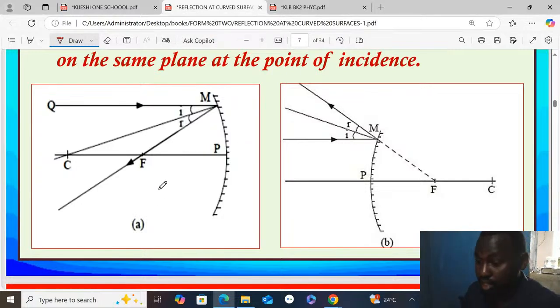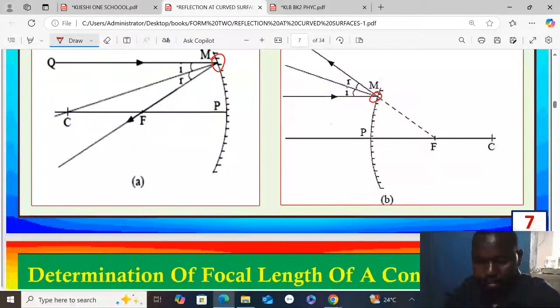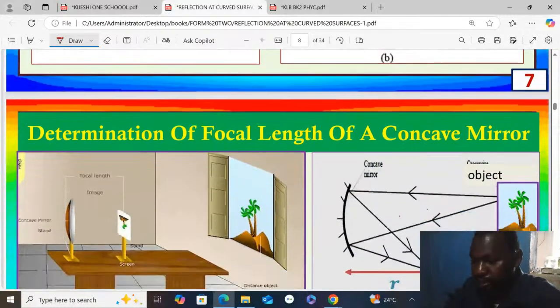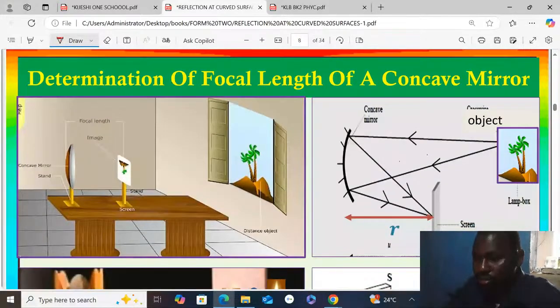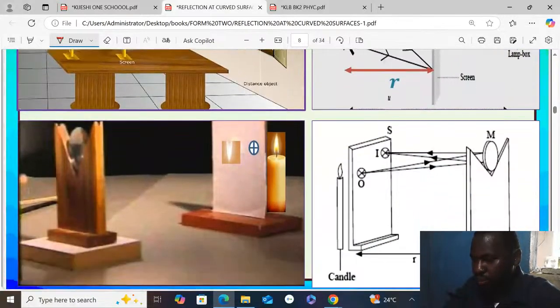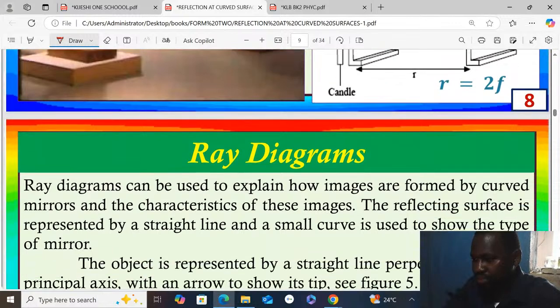So this is for a concave mirror, and this one is for a convex mirror. The moment we say they lie on the same plane, this is the point of incidence that we are talking of. Because we have this part which is practical, we may not cover it now because it requires the real working from the lab.